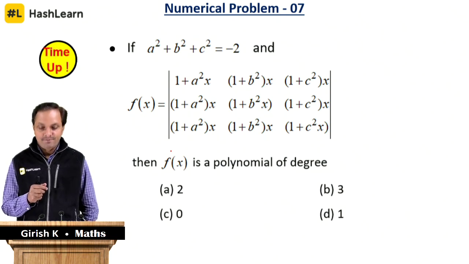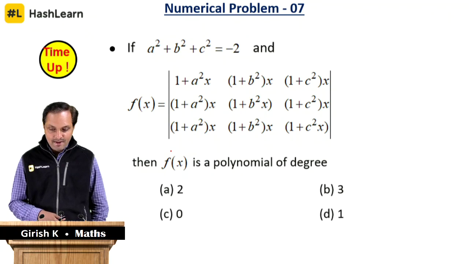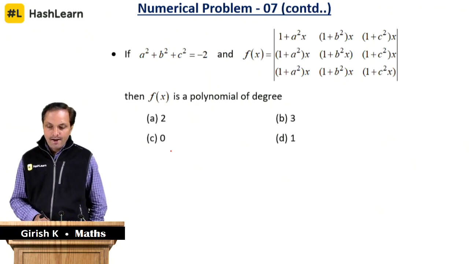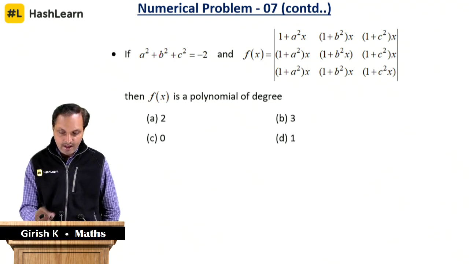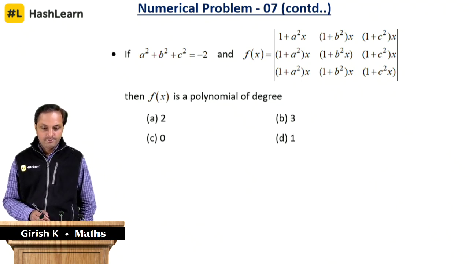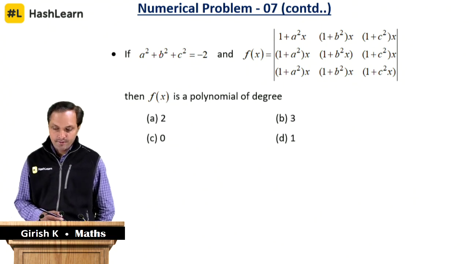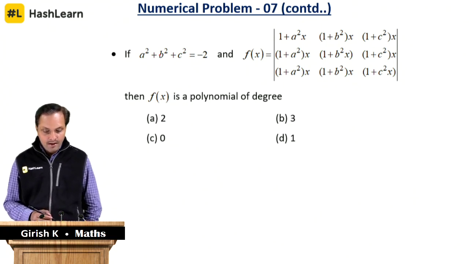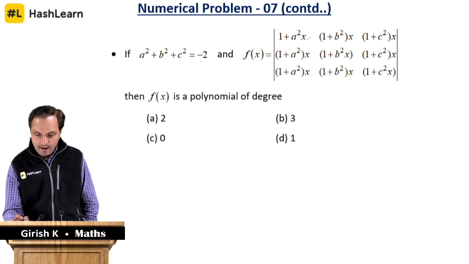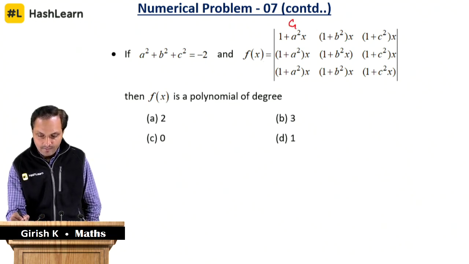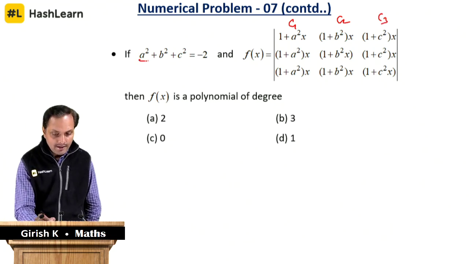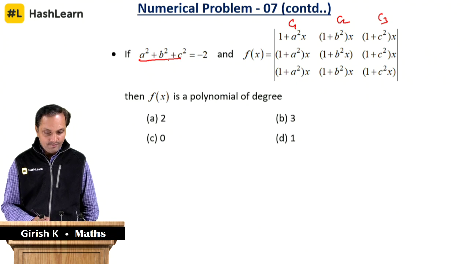Time up. Let's see what the problem is. He has given you some information regarding a square plus b square plus c square, which is given as minus 2. Okay, so let us see now. You know that you can add your column 1, column 2 and column 3 so that you will get the a square plus b square plus c square term.